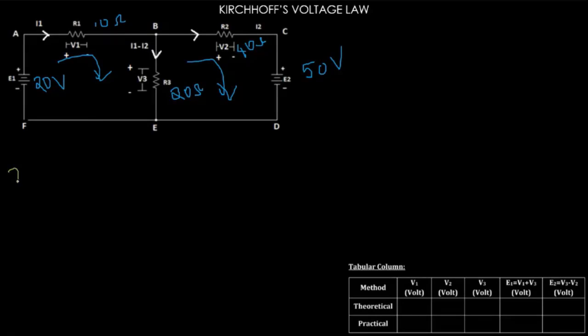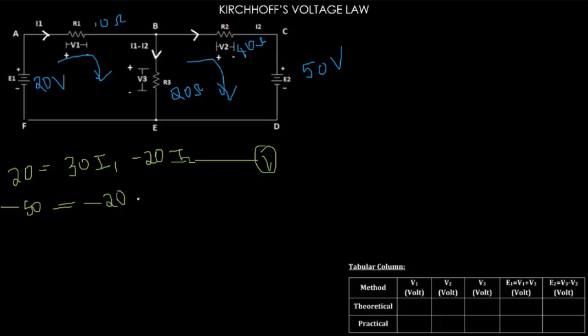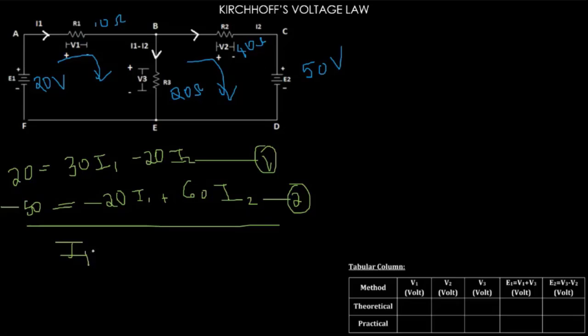The equation you will get is 20 equals 30 I1 minus 20 I2. This will be the first equation. The second equation will be minus 50 equivalent to minus 20 I1 plus 60 I2. This will be the second equation. Solve the two equations and find I1, I2 and I3. Here I3 is nothing but I1 minus I2. Sorry, solve the two equations and find the three values I1, I2 and I3.